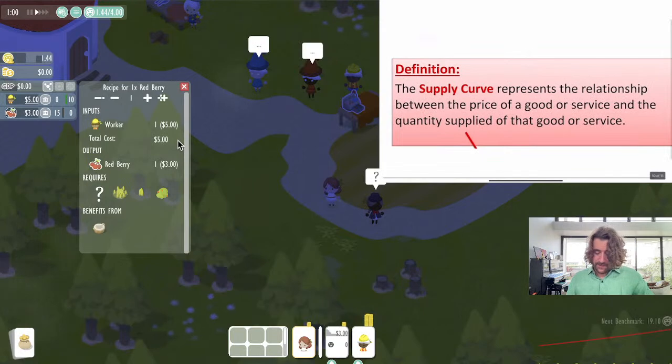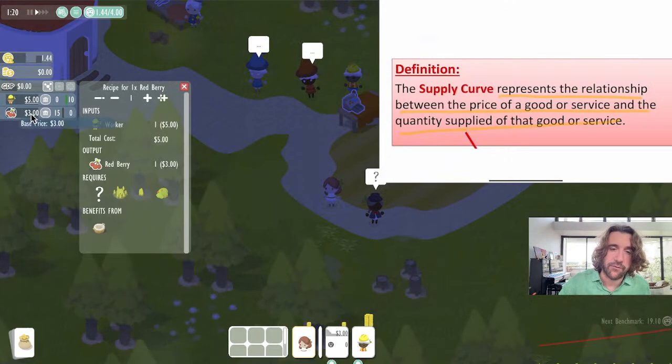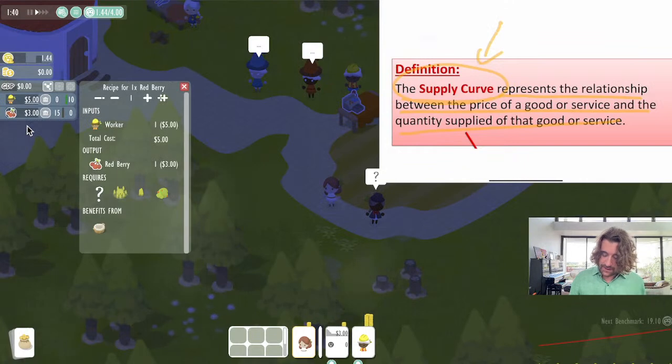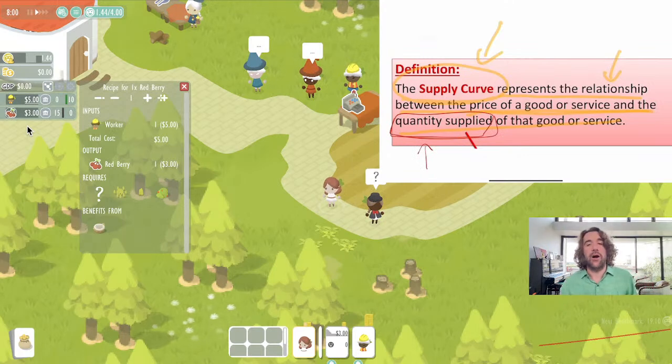If you find the quantity supplied at various prices and you put all those quantities supplied together, for example, find the optimal quantity when the price is 3, and then also find the optimal quantity when the price of red berries is 4, and then when the price of red berries is 5, and so on and so forth, you would have obtained your supply curve: the relationship between the price of a good and the quantity supplied. Remember, quantity supplied is not any quantity, it's the quantity that maximizes the profit of the entrepreneur.